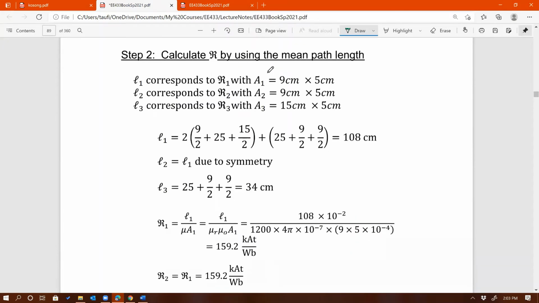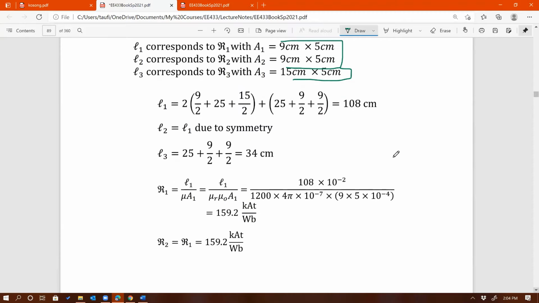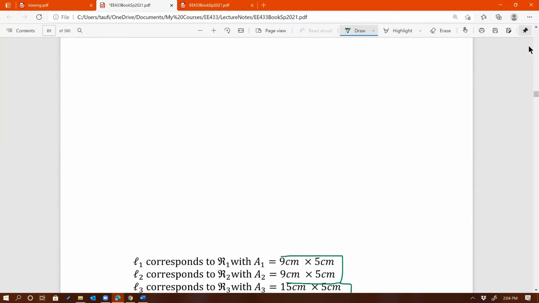Those are the areas, sorry, these are the areas. As you can see, A1 is equal to A2, and A3 is the center segment, which has a different area. All right, so then length number 1, let's see, that's okay. Length number 1, there should be 3 segments.